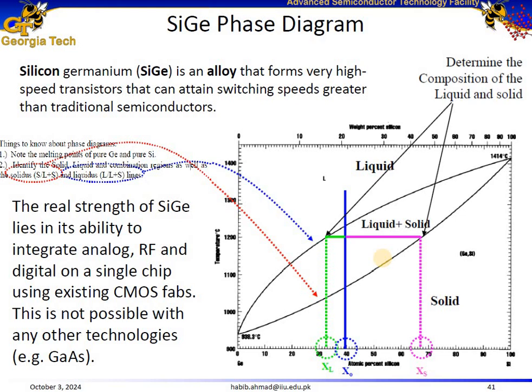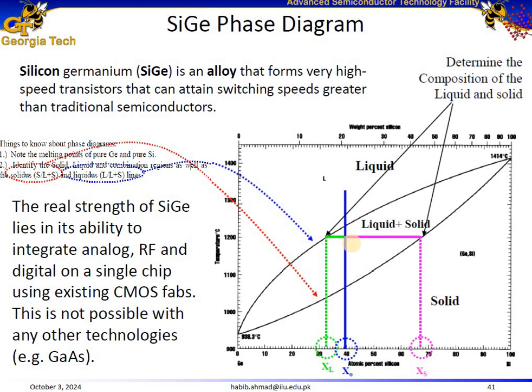One, how much is solid and how much is liquid? And secondly, in the solid part, what percent is silicon and what percent is germanium? Similarly, in the liquid form, what percent of the silicon germanium alloy is silicon and what percent is germanium? In order to solve this, we use the tie line method.